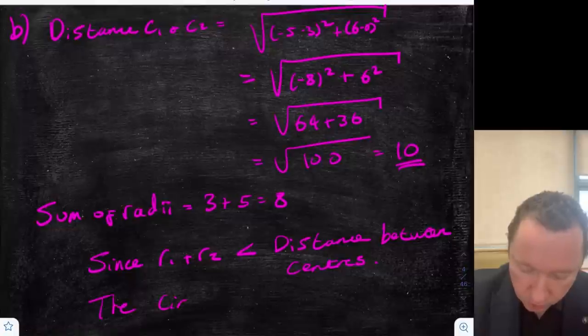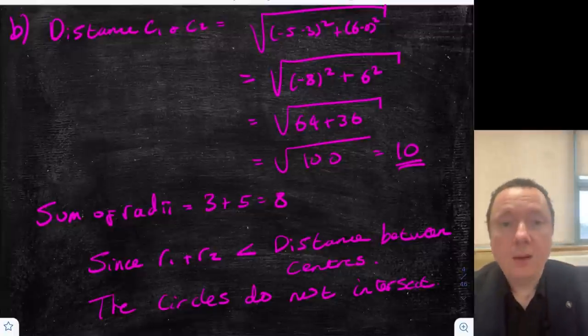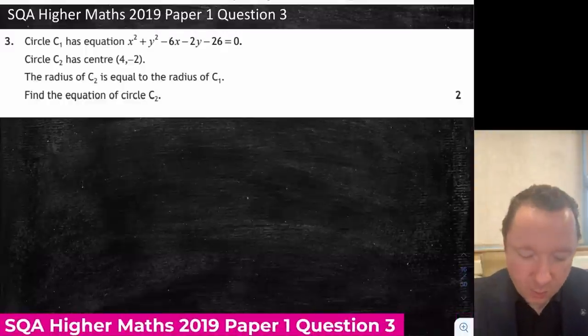The circles do not intersect. And we're done there. SQA Higher Maths, paper 1, question 3.